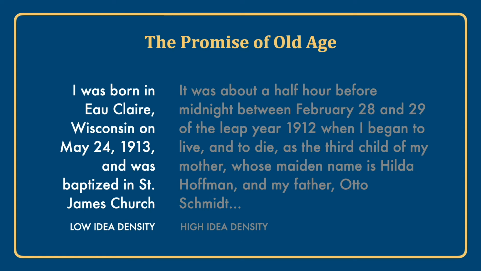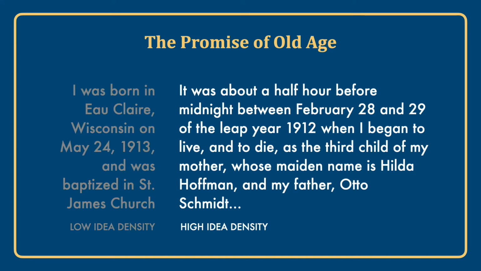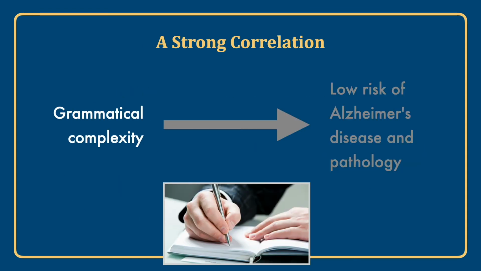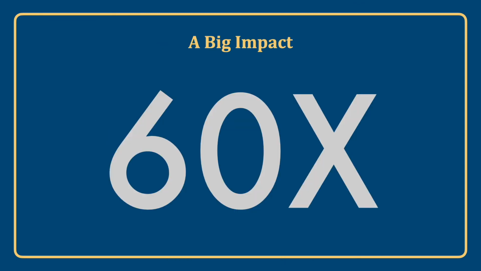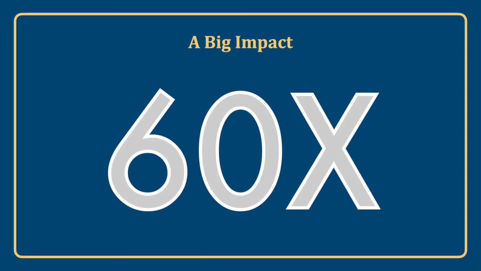Compare these two sentences. One has a few ideas expressed with extreme simplicity. The other is rich with ideas and relationships. It shows the complexity of life. Grammatical complexity, Snowdon has found, is associated with a low risk for Alzheimer's disease and mental pathology in late life. In fact, sisters who wrote simple sentences were 60 times more likely to develop Alzheimer's disease than those who wrote complex, idea-dense sentences.